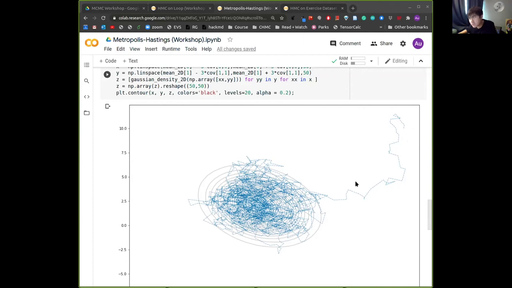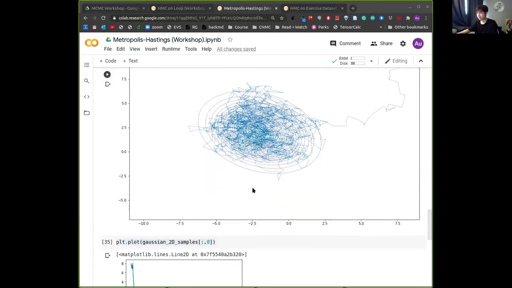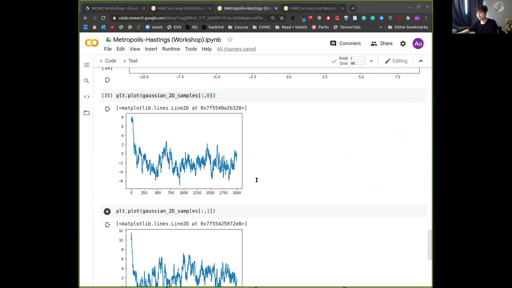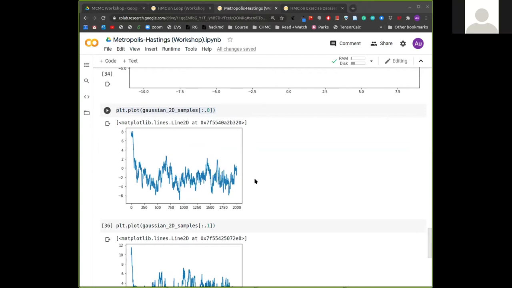Yes. I don't think it has anything to do with Levy distributions. I think this is purely just a trajectory. What I'm seeing here is just a trajectory of the sampler moving in some direction. So this is not some type of distribution plot. Yeah, this is just a trace of the trajectory of the sampler. Okay, thanks.